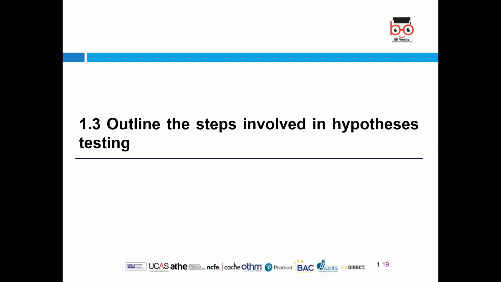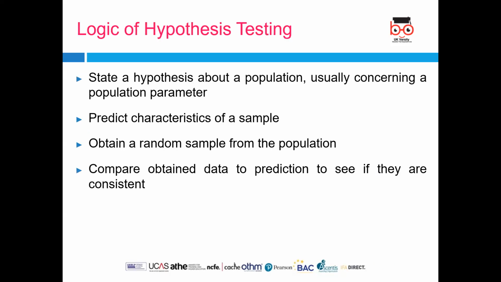Now we look into the third learning outcome, which is to outline the steps involved in hypothesis testing. First we look into the logic of hypothesis testing. The logic involves stating a hypothesis about a population, usually concerning a population parameter, then predicting the characteristics of a sample. If you remember, a sample is a subset of a population, which we studied in the earlier module. Then obtain a random sample from the population and compare the obtained data to the prediction to see if they are consistent. That is the general logic of hypothesis testing.